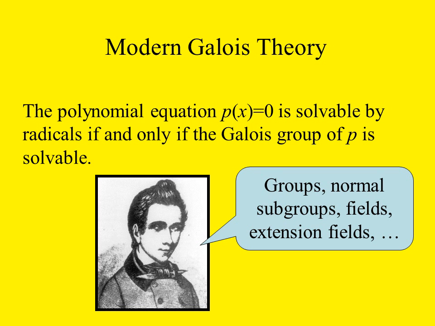In modern terms, Galois' main result can be stated as: the polynomial equation p of x is solvable by radicals if and only if the Galois group of p is solvable. This requires constructing chains of normal subgroups of the Galois group associated with the equation. In a real sense, Galois is the one, along with Abel, who gave birth to the modern algebra we study as undergraduates and graduates. That is, the areas of groups, normal subgroups, fields, and extension fields.